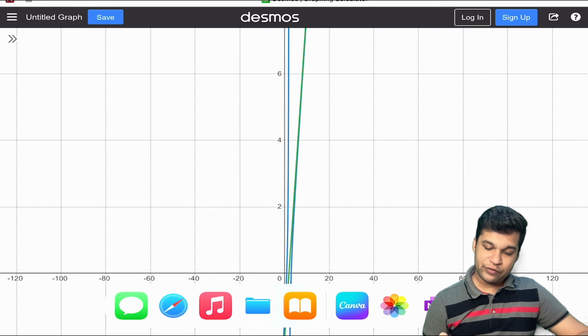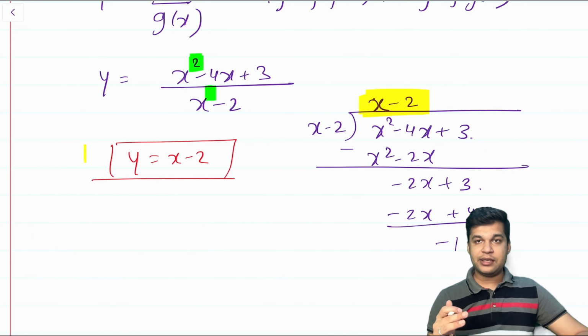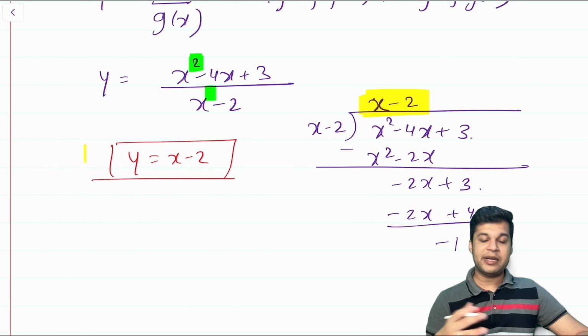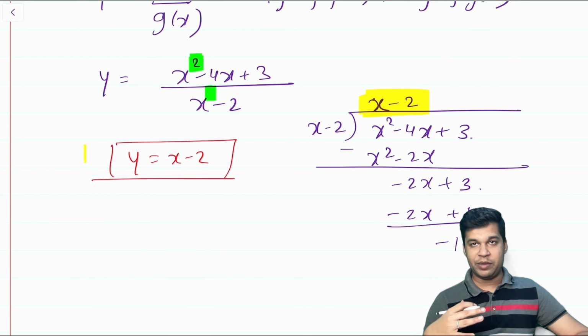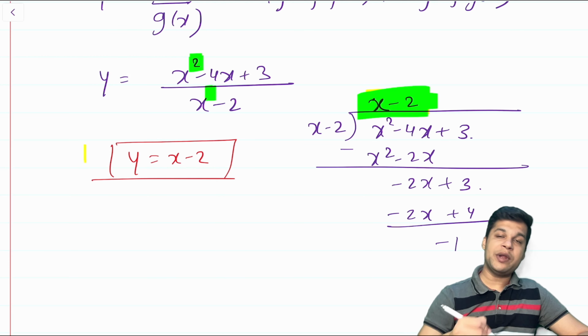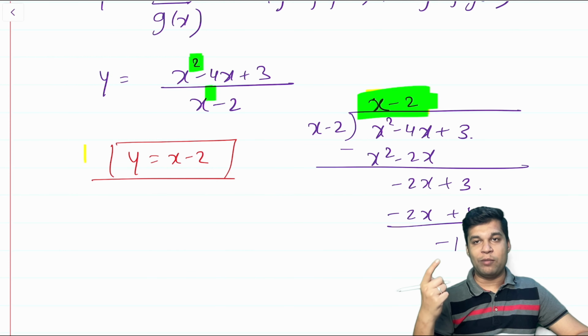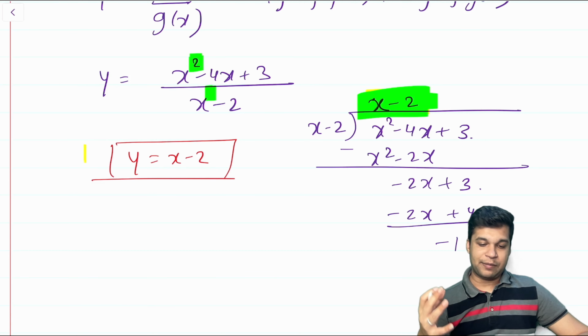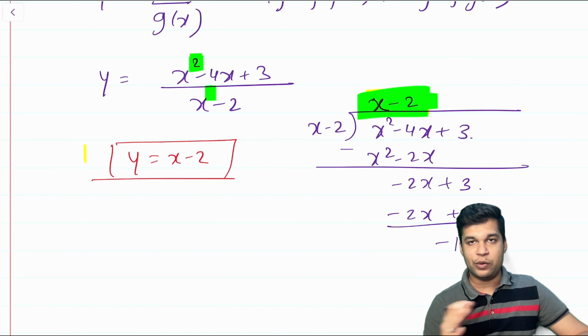So how do you find the oblique asymptote, guys? It's very easy. Divide the numerator with the denominator, and whatever the quotient is, equate it to y, and that will be your oblique asymptote. Instead of long division, you can simply use synthetic division also. That's absolutely fine. Okay, so guys, I hope I helped you.